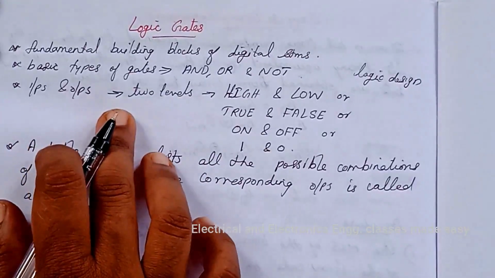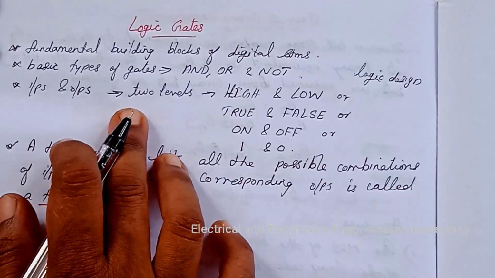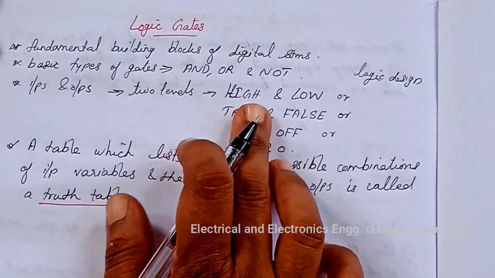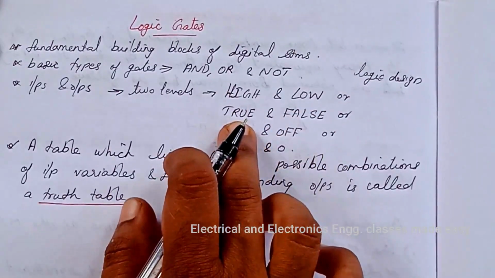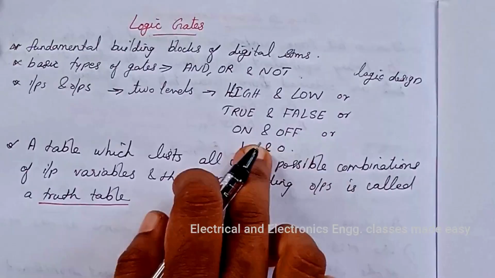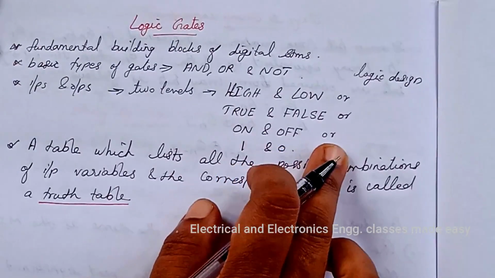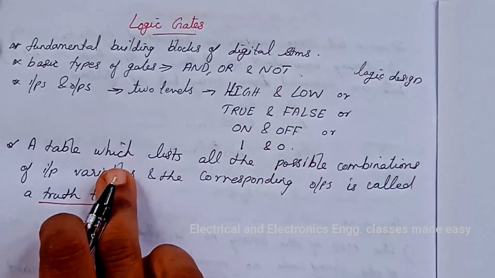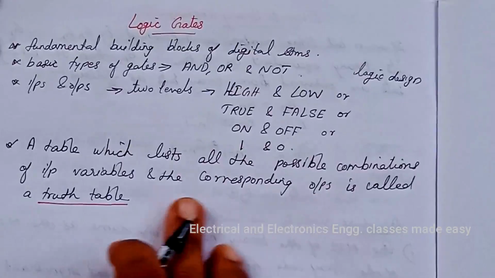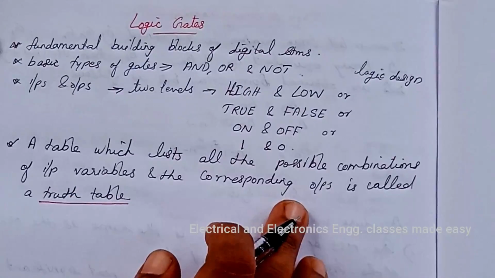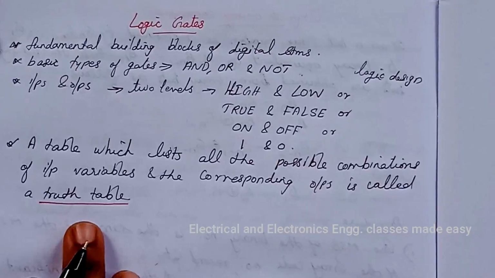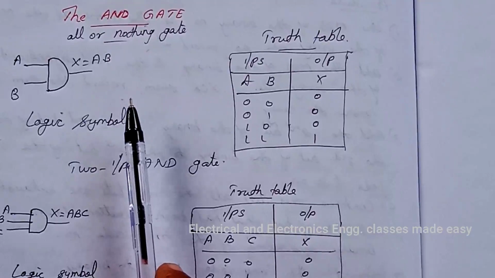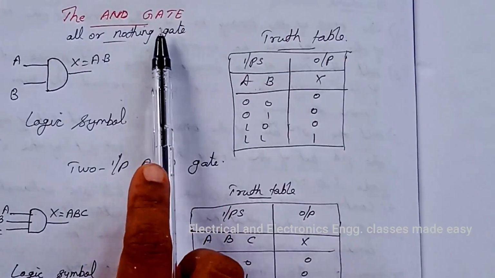Inputs and outputs of logic gates can occur only in two levels, and these two levels are termed high and low, or true and false, or on and off, or 1 and 0. A table which lists all the possible combinations of input variables and the corresponding output is called a truth table. Let us study the three gates in detail.